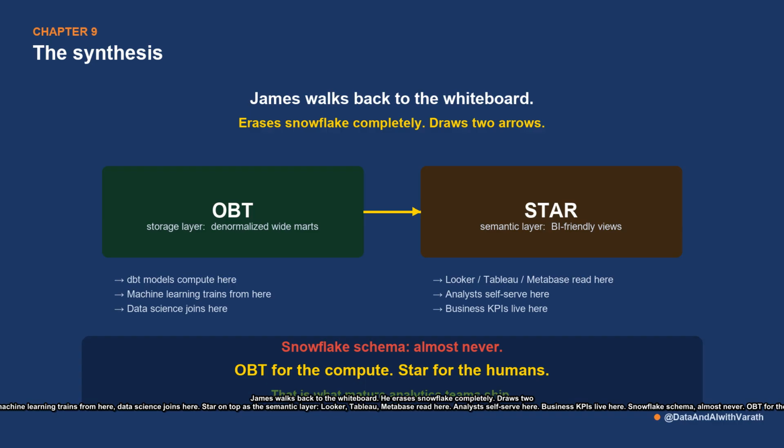Star on top as the semantic layer. Looker, Tableau, Metabase read here. Analysts self-serve here. Business KPIs live here. Snowflake schema, almost never. OBT for the compute. Star for the humans. That is what mature analytics teams ship in 2025.